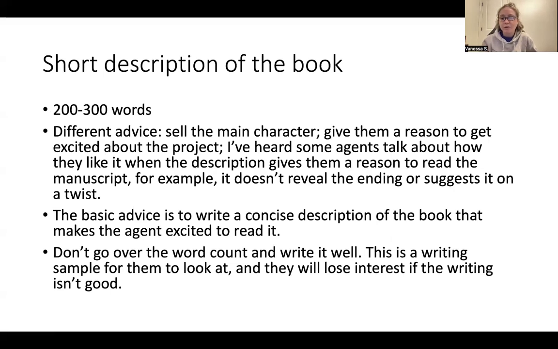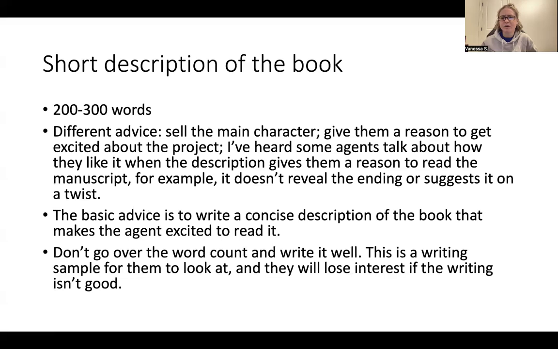Okay, now next what you're going to want to do is a short description of the book. This is going to be around 200, 300 words. I've heard a lot of different advice about how to make this part successful. You can try to sell the main character. You can try to give them a reason to get excited about the project. That's what I would definitely suggest.